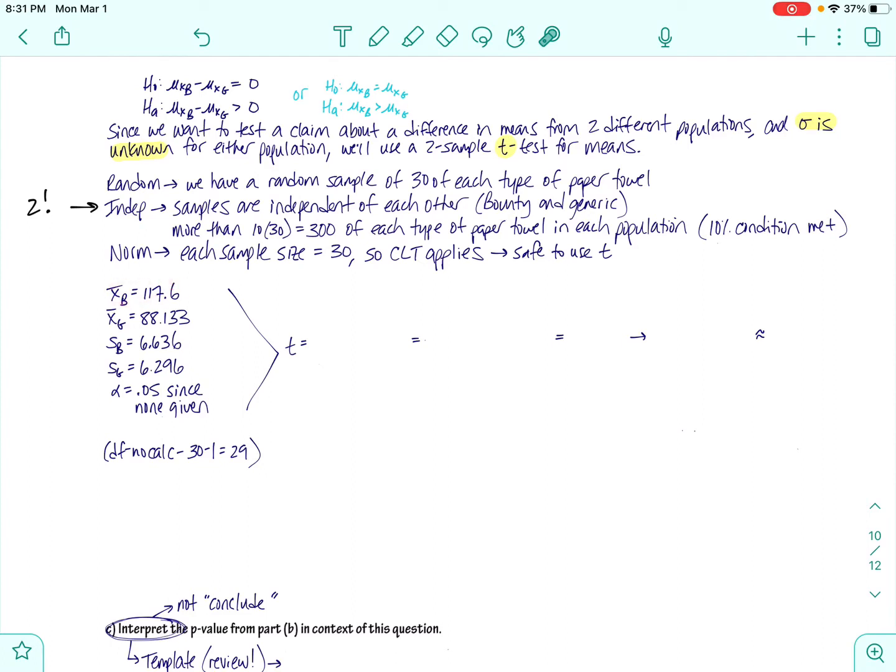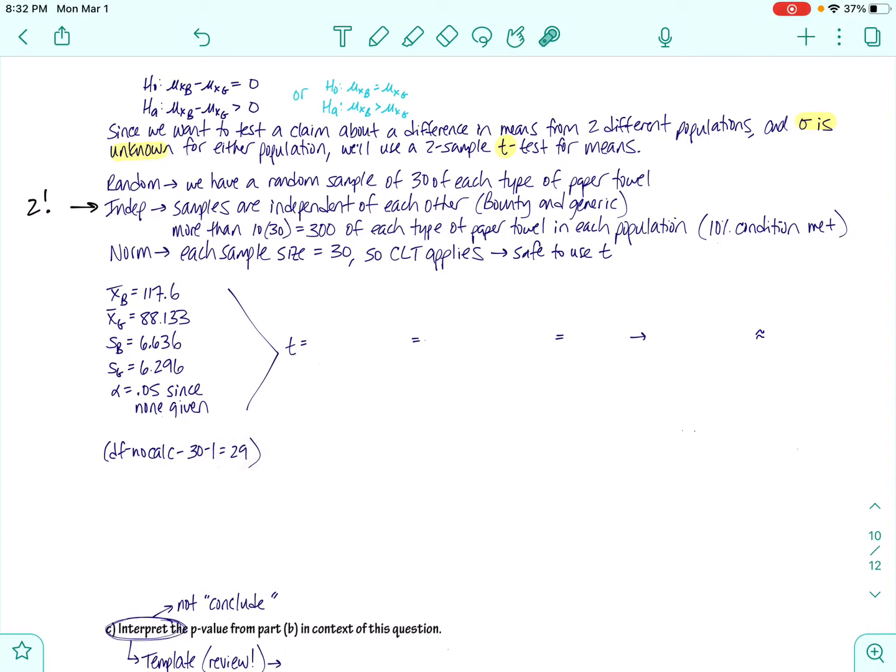So the mean for Bounty, the mean for generic, the standard deviation for Bounty, for the sample, these are S's by the way, just the sample of 30, the standard deviation of the sample of generic. I'm also going to write the sigma, 0.05, none was given, so I'm just assuming it to be 5%. And the degrees of freedom that we're using, you take your sample size minus 1 equals 29.